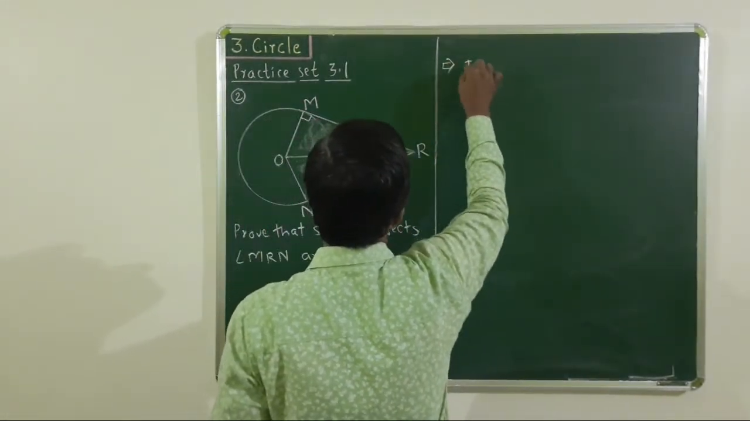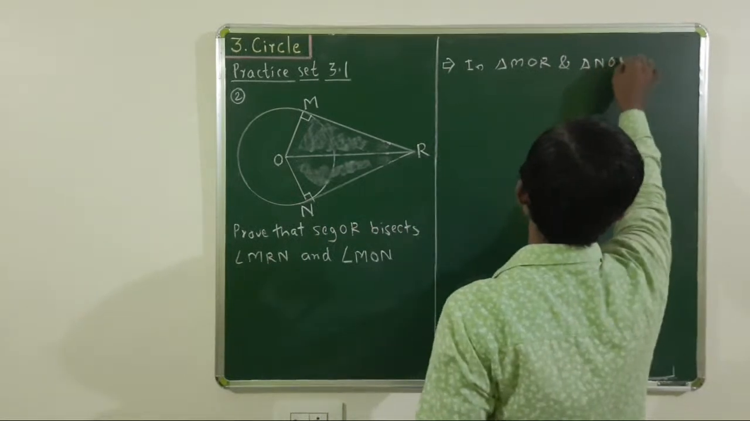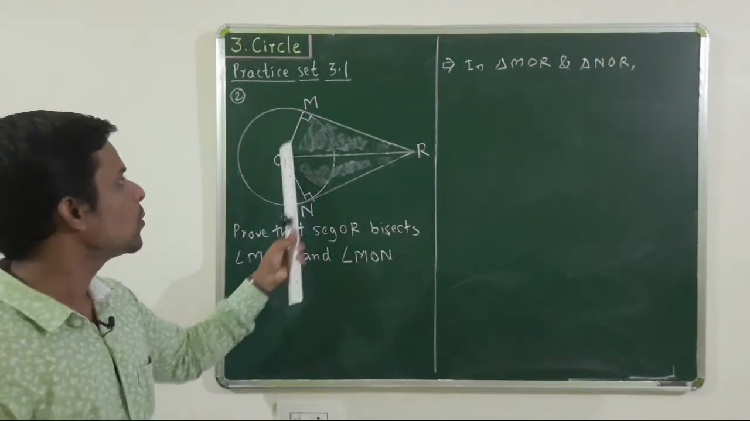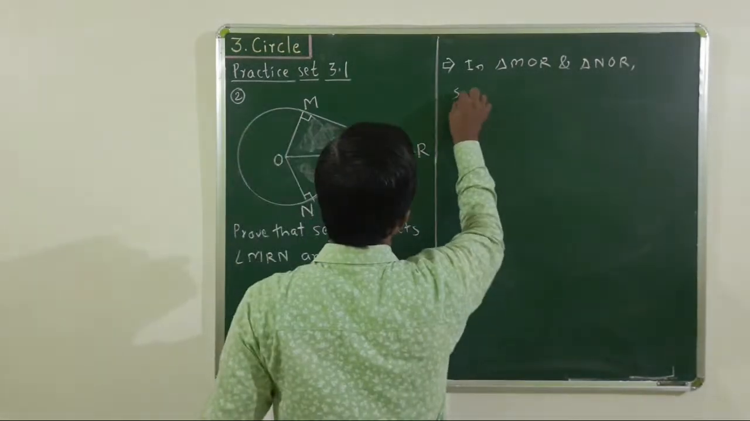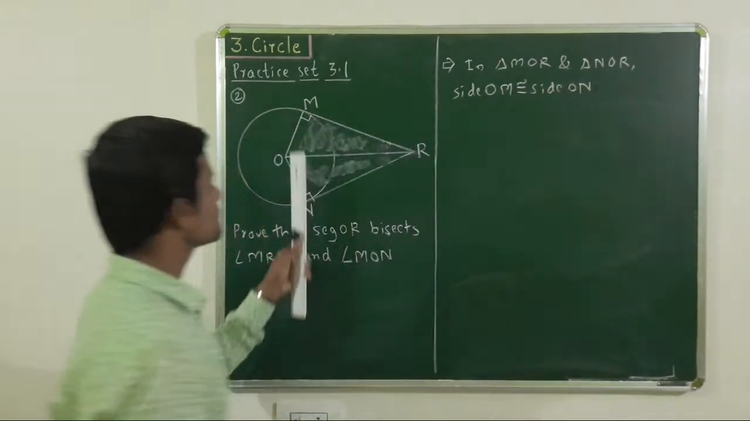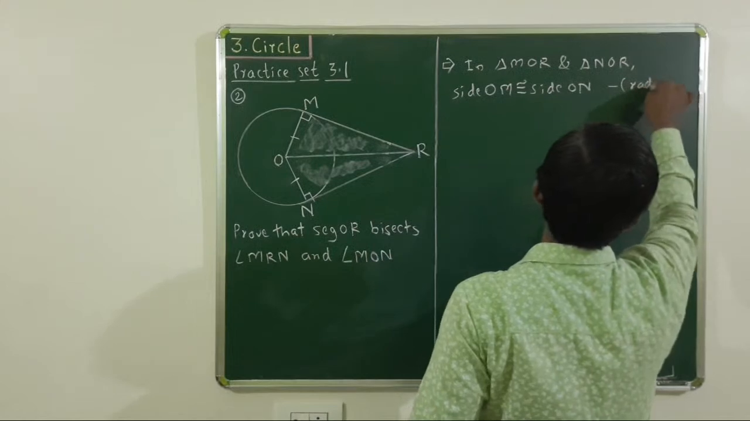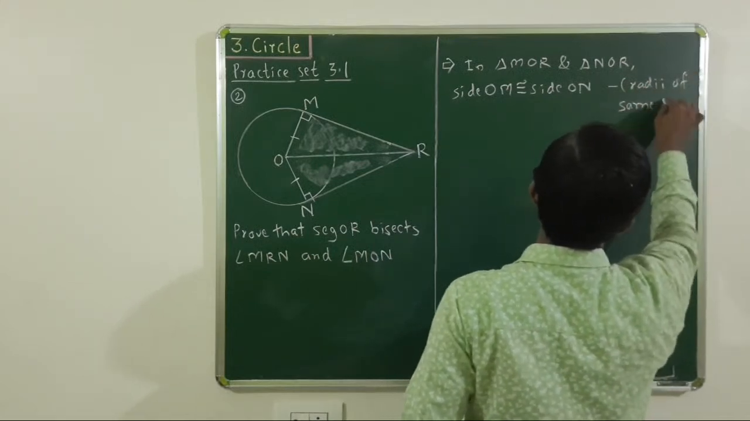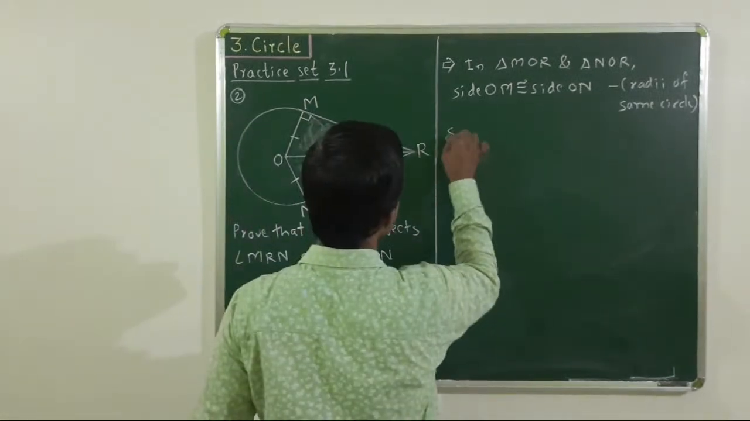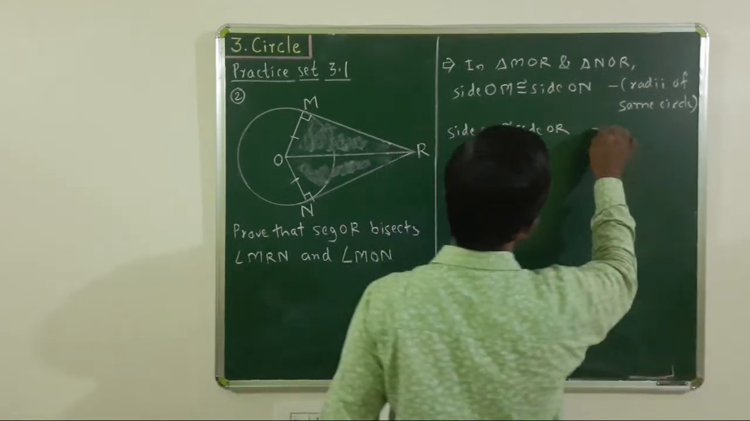Solution: in triangle MOR and triangle NOR, what are congruent parts? That is, OM is congruent to ON. Reason: radii of same circle. Then side OR is congruent to side OR. Reason: common side.